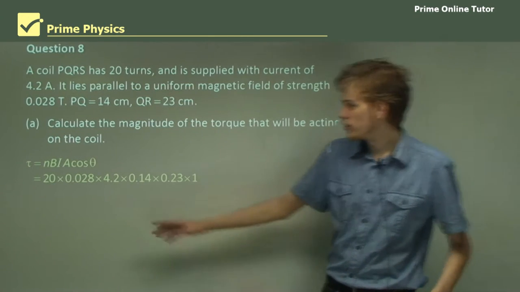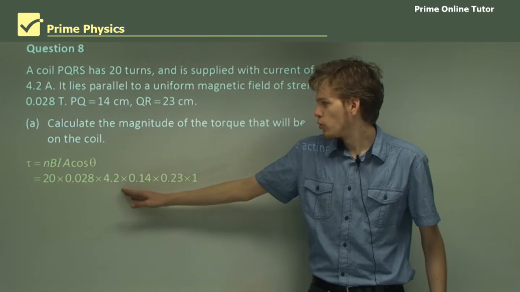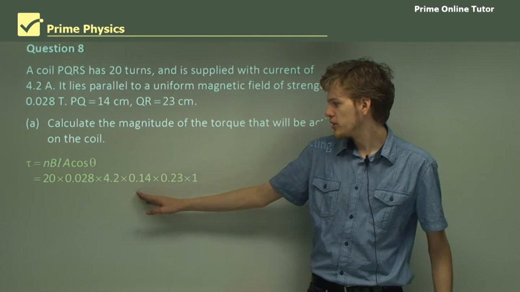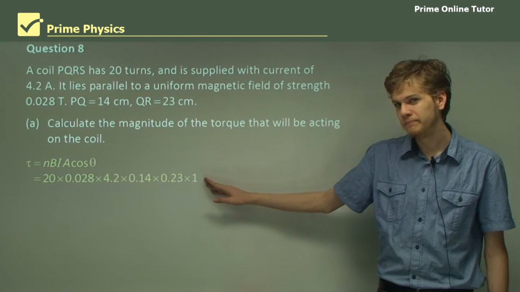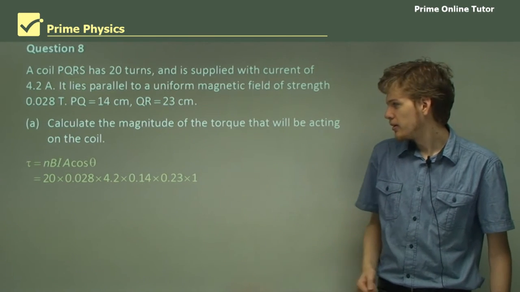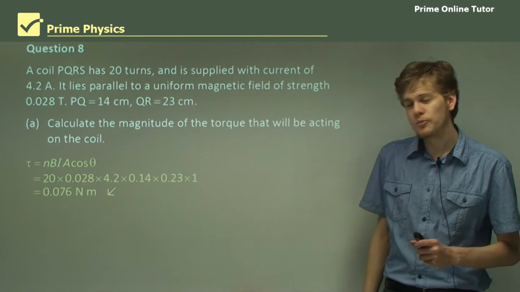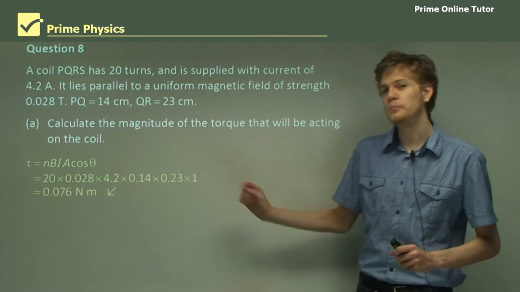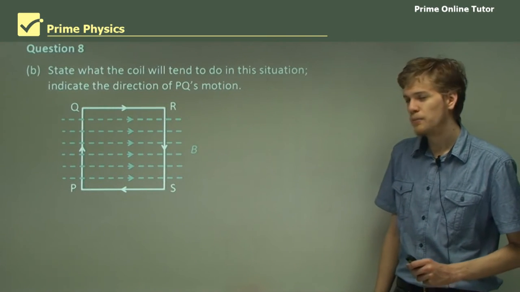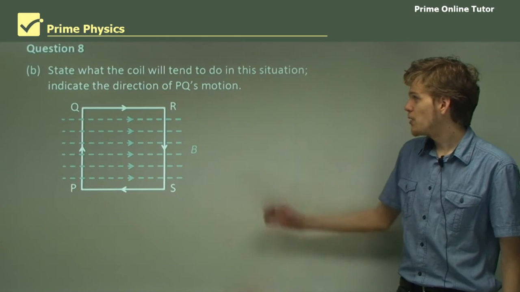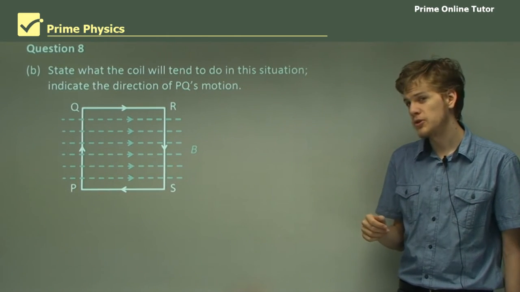So, 20 turns, 0.028 Tesla, 4.2 amps, 14 centimeters by 23 centimeters, times cosine theta. Follow all that? Stick it onto your calculator, and you'll get an answer of 0.076 Newton meters. Part B. State what the coil will tend to do in this situation. Indicate the direction of PQ's motion.